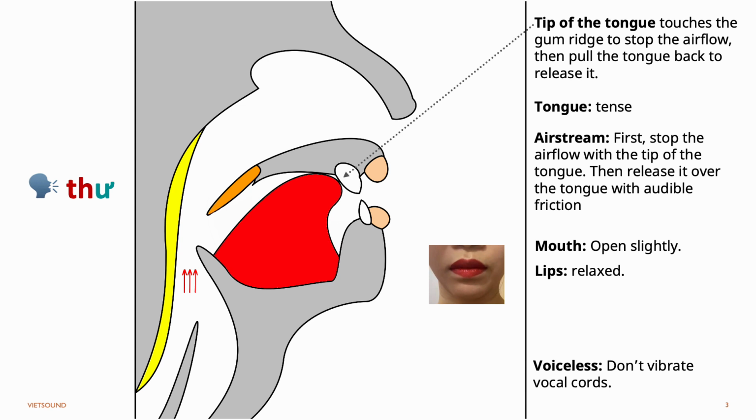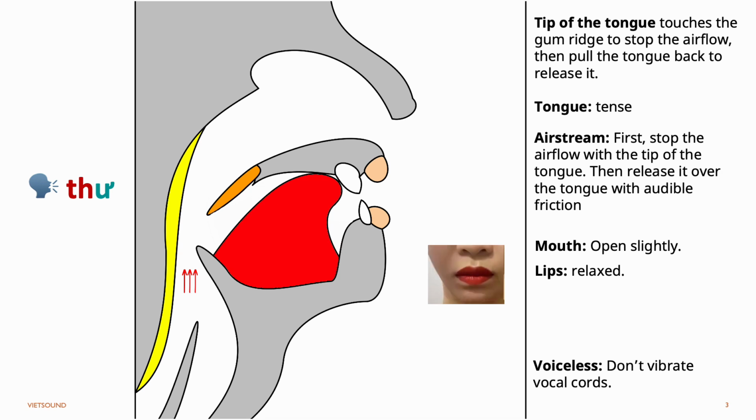First, the tip of your tongue touches the gum ridge to stop the airflow, then pull the tongue back to release it. Your tongue must be tense. Now let's talk about the air sprint. It's very important for the T sound. Stop the airflow with the tip of your tongue, then release it over the tongue with audible friction. Open your mouth slightly. Keep the lips relaxed.